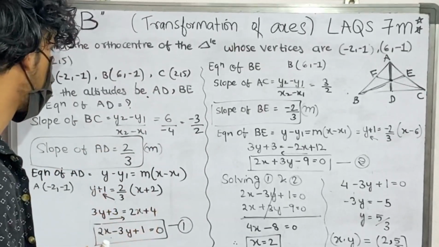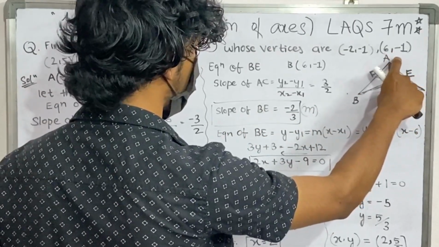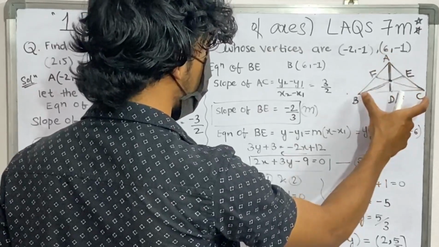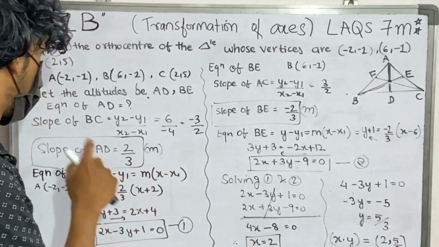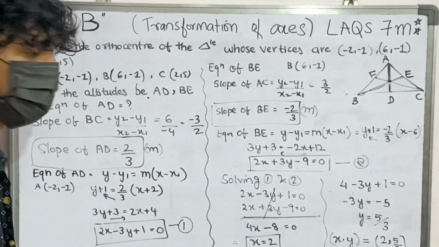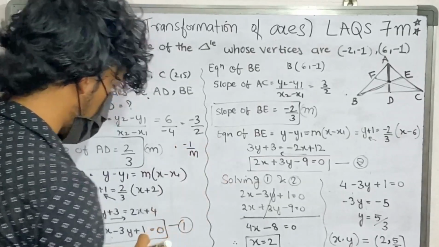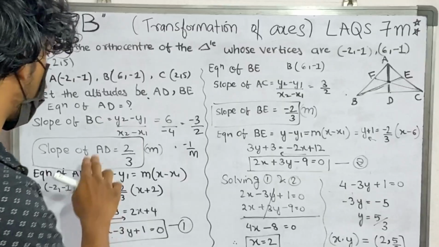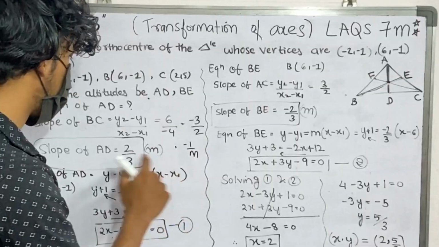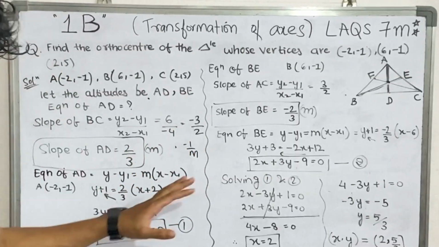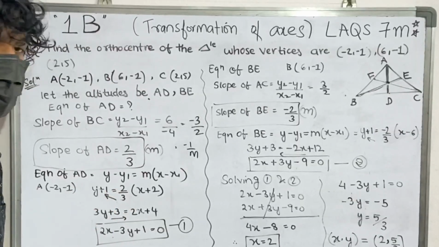So after getting minus 3 by 2, BC is this side, and we need to find the slope of AD. It is a perpendicular. So to find the slope perpendicular to BC, we use minus 1 by m. So minus 1 by m is the slope of AD. As we substitute the value of minus 3 by 2, it gets 2 by 3, the reciprocal with a minus sign, and then we proceed further to the equation of AD.